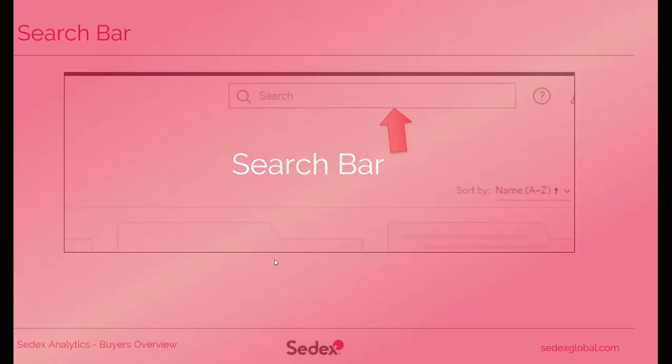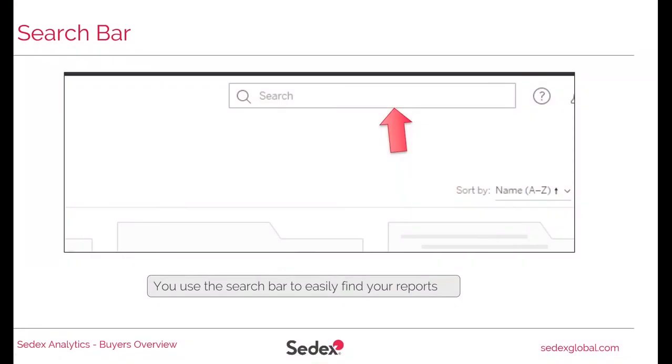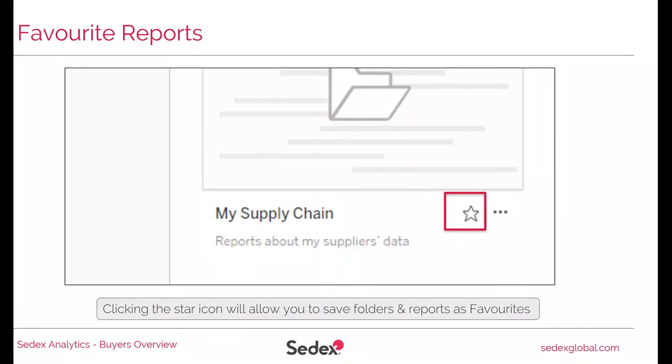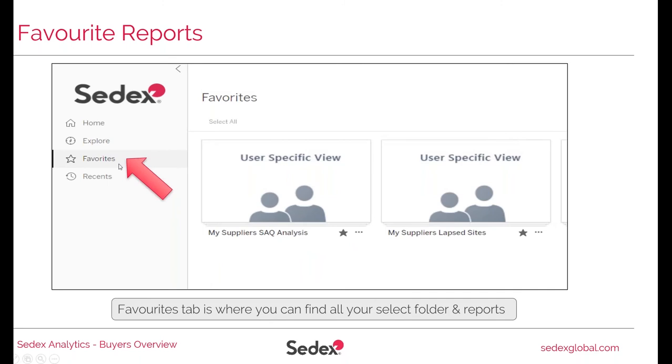I mentioned the search bar, so that's at the top. We'll be looking at that as well. You can add favorites in there. So with any reports or folders, you see the star icon, clicking onto it, it will change to solid, and then that will be in your favorites tab. So in future, you just go straight to your favorites tab.